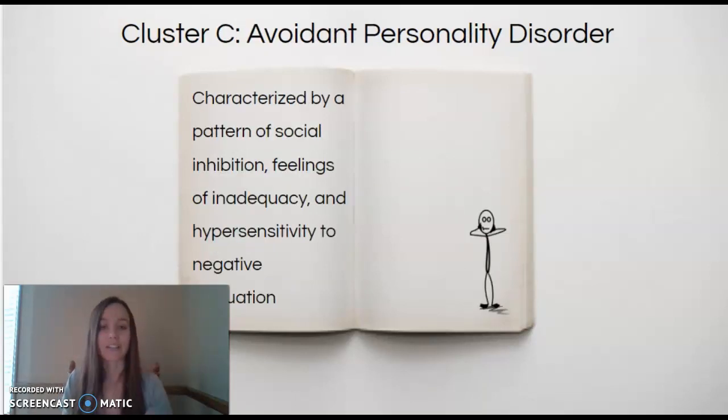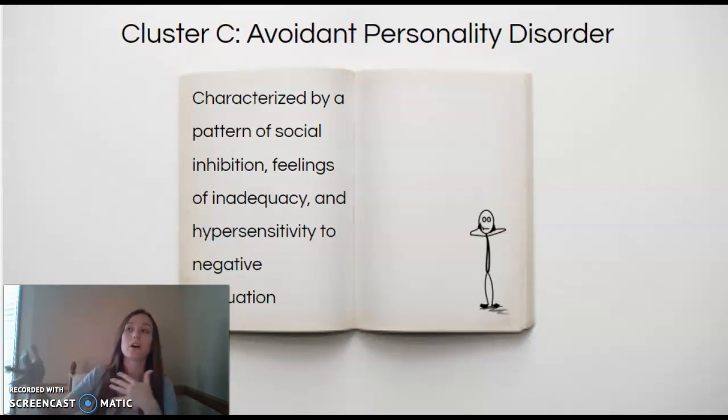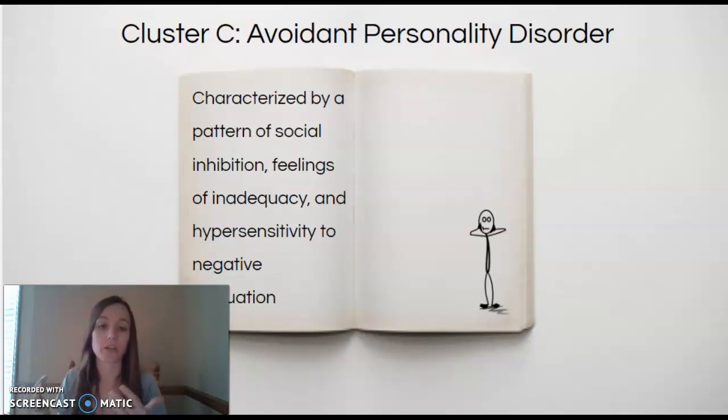Cluster C. Cluster C is, if you remember, the anxious and fearful category. So the first in cluster C is avoidant personality disorder, which I think students can sometimes get confused with schizoid. What's different about avoidant personality disorder is that it is characterized by a pattern of social inhibition, so the person is kind of detached from social settings, but it's not because they don't want to. They really do want to, but they're actually just very fearful of rejection. They're afraid they're going to be inadequate. They're very hypersensitive to negative evaluations of themselves.